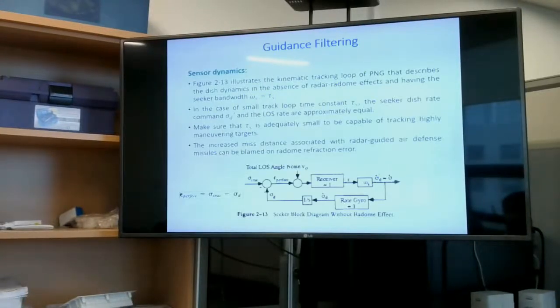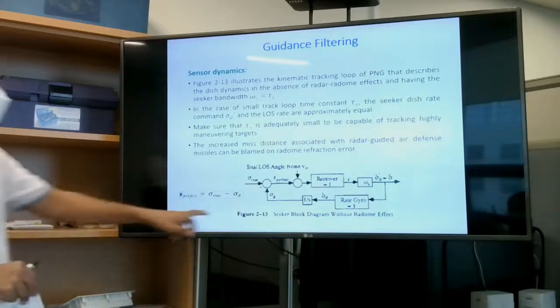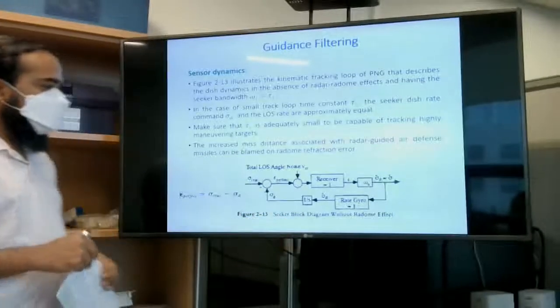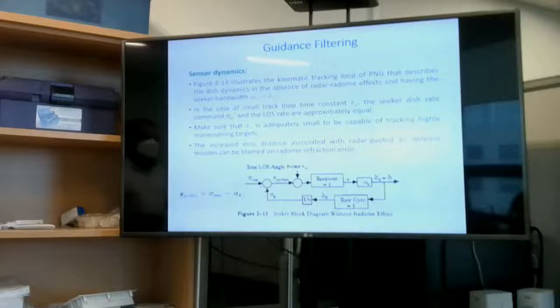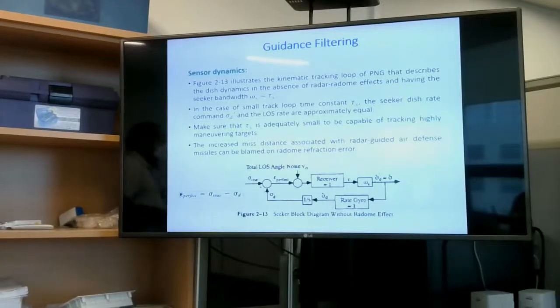Okay, so as we have discussed in this figure, the random error. This figure gives you the seeker block diagram without the random error. You know what the random effect is?